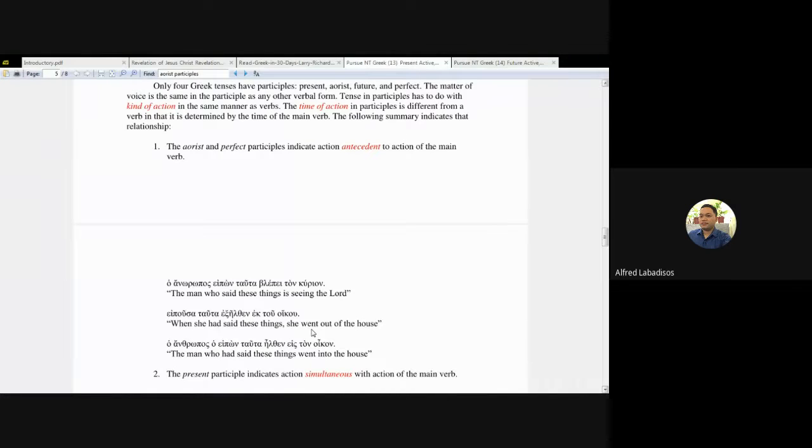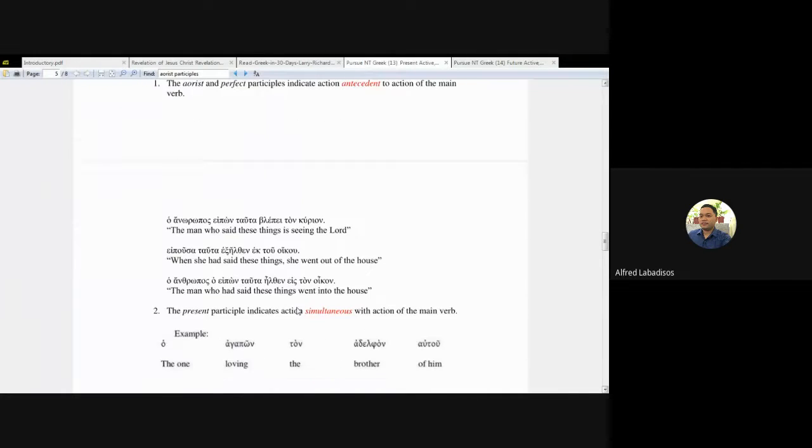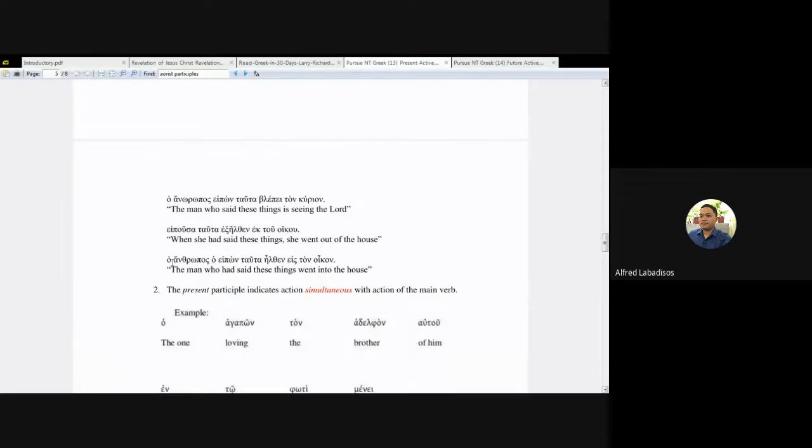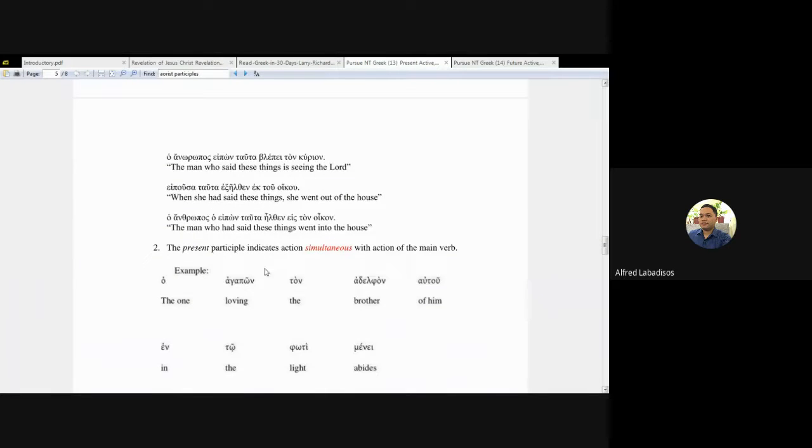So the participle aorist and perfect, what do they denote? They denote an antecedent action to the main verb. Another example is ho anthropos ho ipon tauta iltin iston oikon. So the man who had said these things went into the house. Now, the present participle.